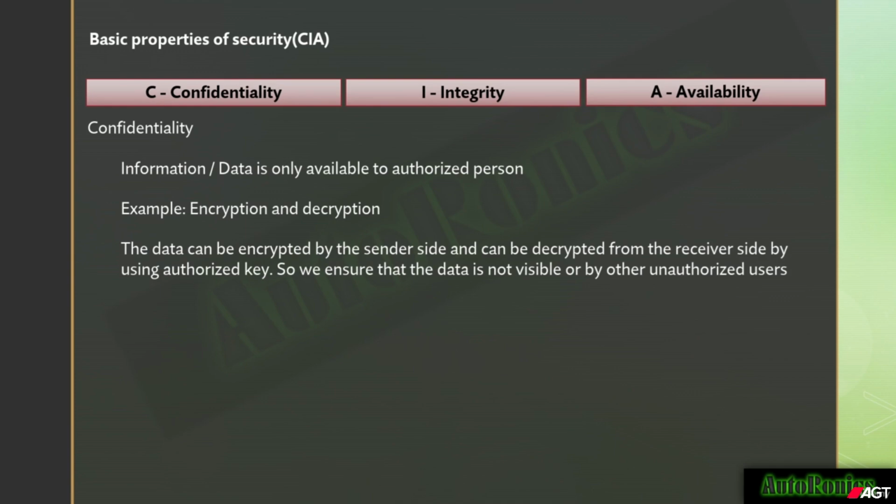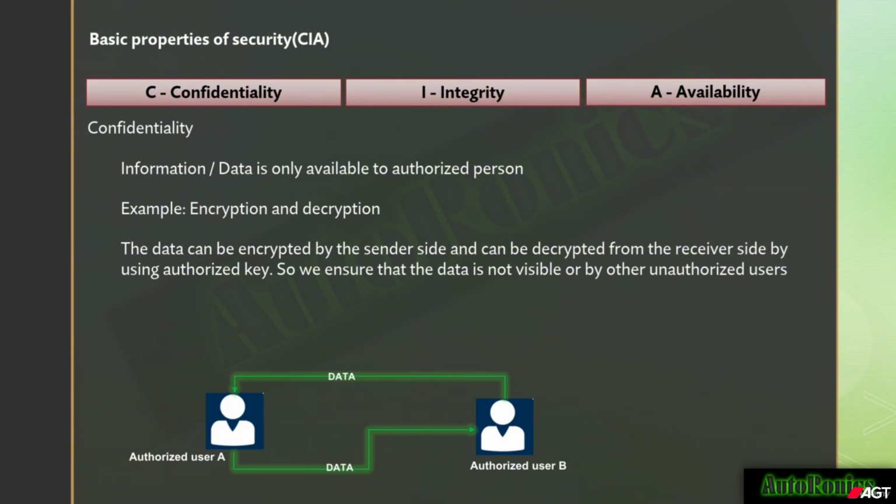We'll understand it with an example, where authorized user A wants to send data to authorized user B. Here, we ensure that the data is available only to the authorized user B. Suppose a hacker or a non-authorized user tries to fetch the data and is able to get the data. So here the property of security, which is confidentiality, is not met.